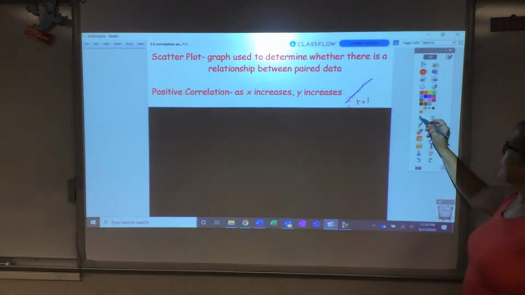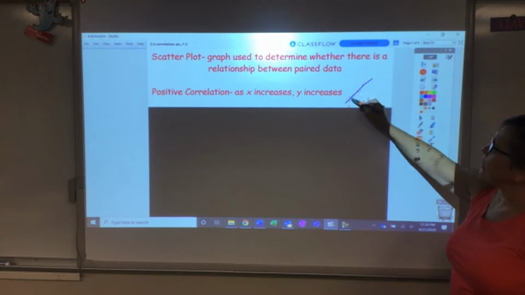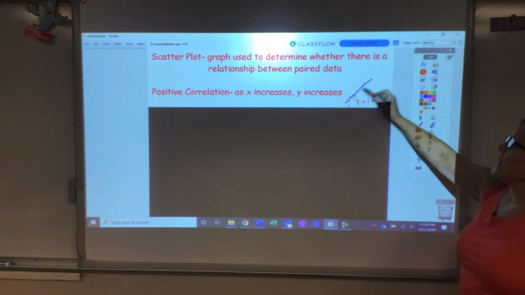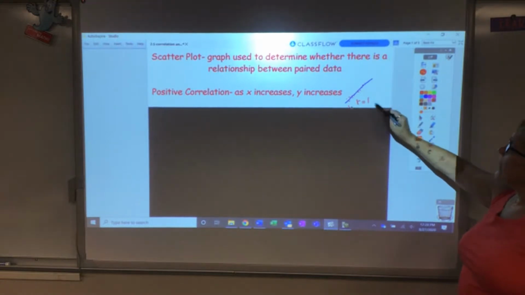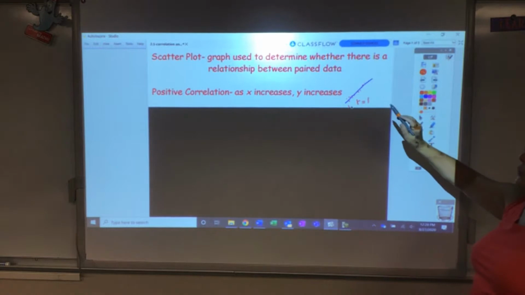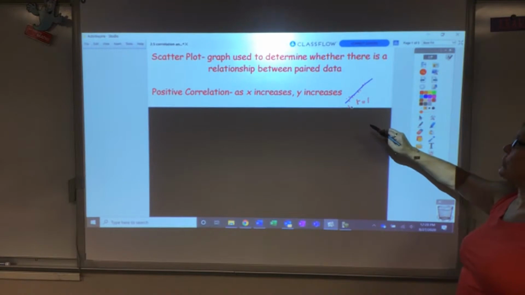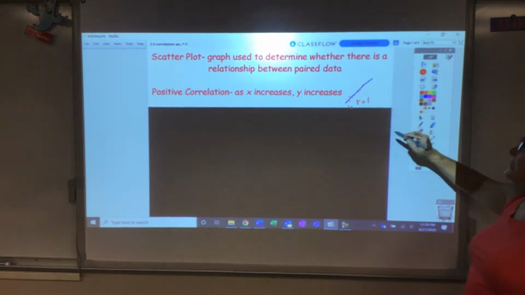So as you can see right here, I have a whole bunch of points in red scattered throughout. I have fit this blue line through them. That is called a best fit line. When all my points fall right on that line, we would say our correlation coefficient, or correlation factor, R, is equal to 1. 100% of the points fall on the line.